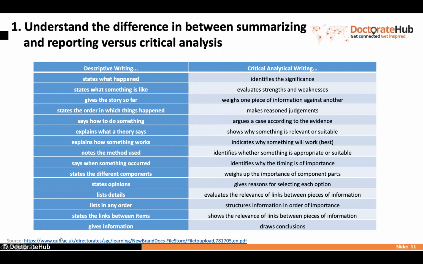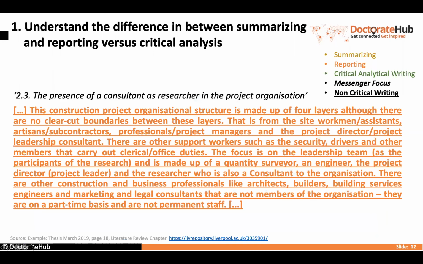Now, with this, we will look into a number of examples from theses that are publicly available and that you are also welcome to consult, so as to understand and train how to spot what is initial writing and what is late writing. We use a coloring code with 3 different colors to distinguish between summarizing, reporting, and critical analytical writing, and we will use bold and italic to show messenger focus and non-critical writing.